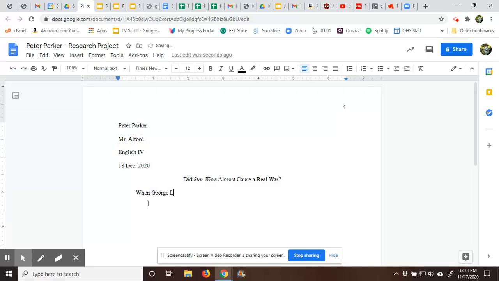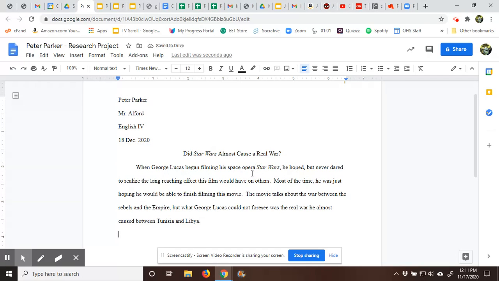When George Lucas began filming his space opera, using the magic of technology here, I'm going to speed through this process. All right, so when George Lucas began filming his space opera Star Wars, he hoped but never dared to realize the long-reaching effect this film would have on others. Most of the time, he was just hoping that he'd be able to finish filming this movie. The movie talks about the war between the rebels and the Empire, but what George Lucas could not foresee was the real war he almost caused between Tunisia and Libya.